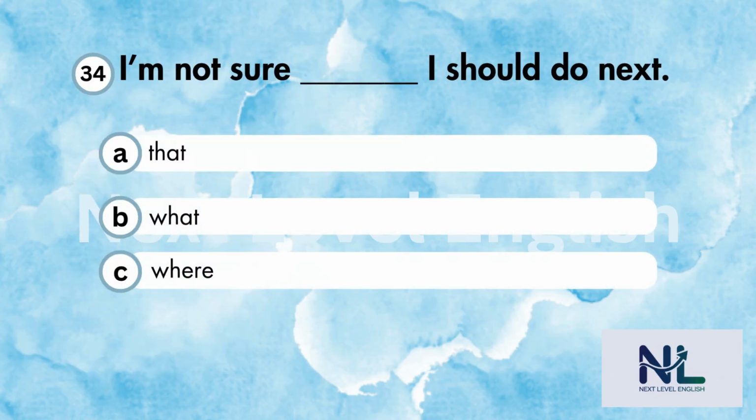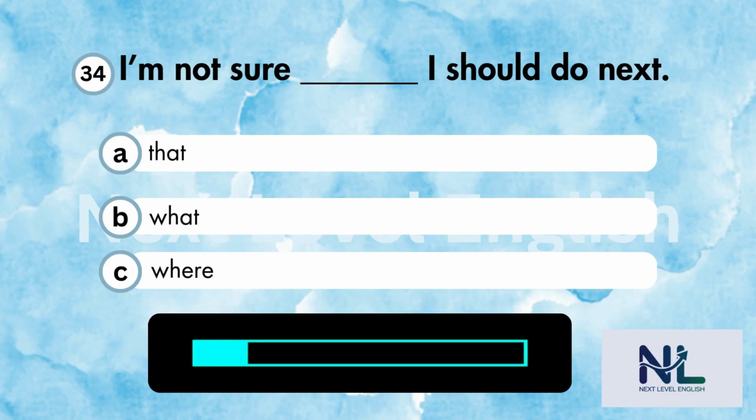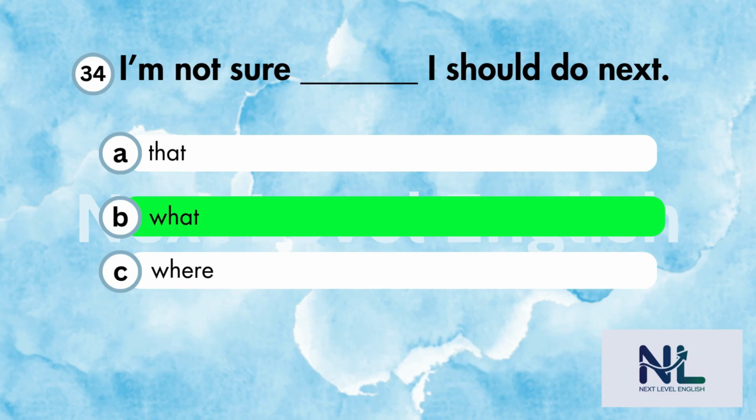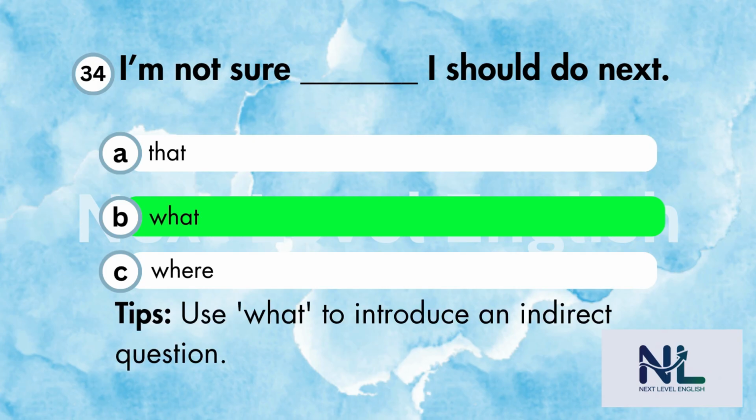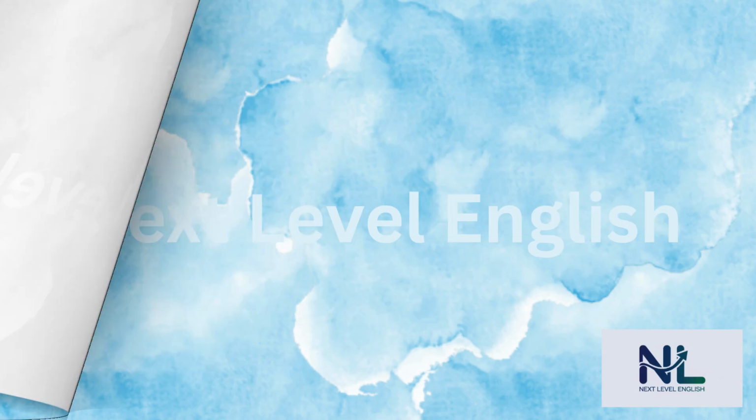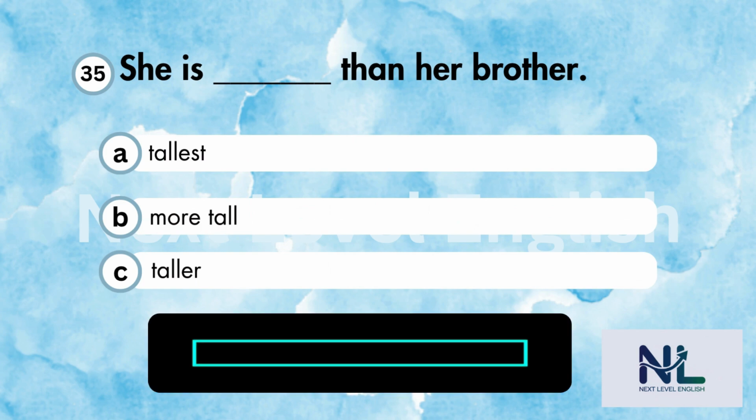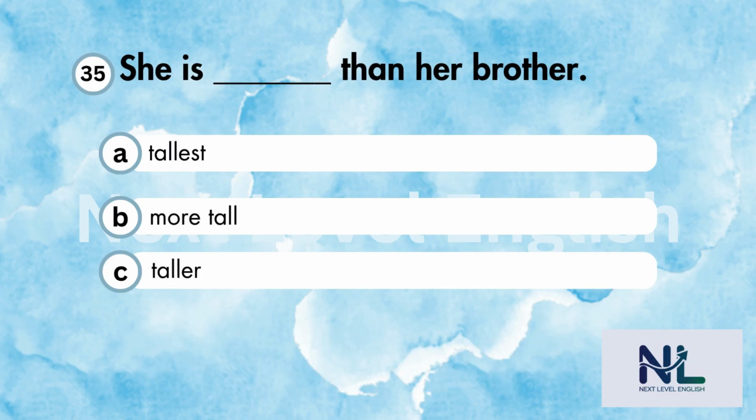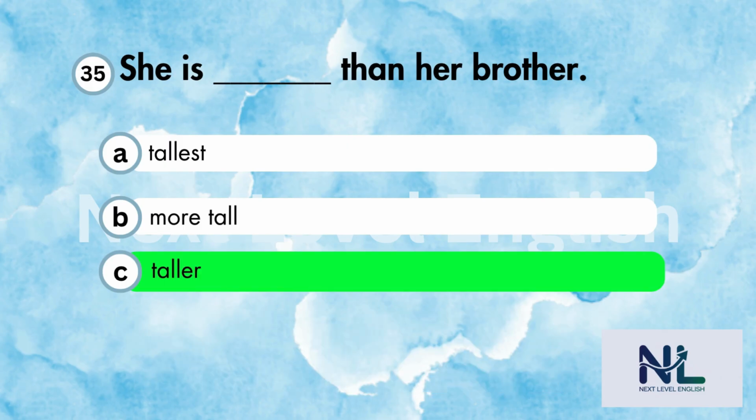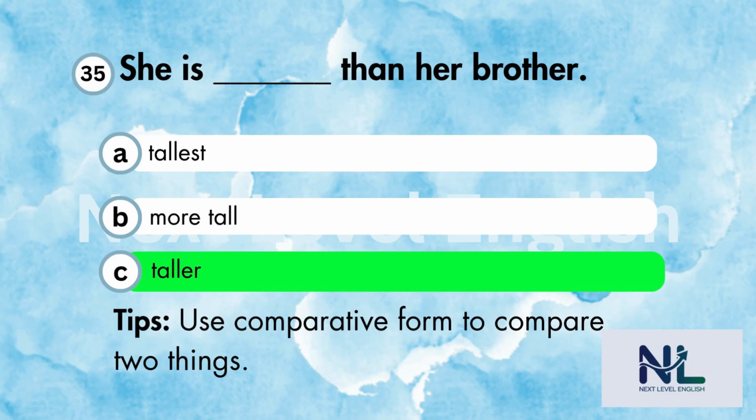34. I'm not sure what I should do next. What? Tips: use what to introduce an indirect question. 35. She is taller than her brother. Taller. Tips: use comparative form to compare two things.